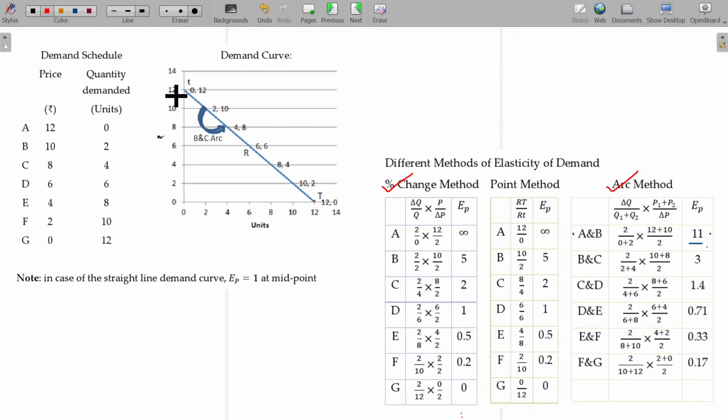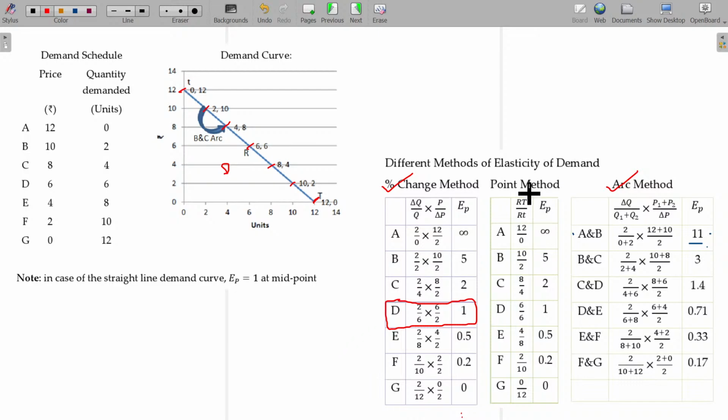In the demand curve, this is point A, this is point B, this is point C, this is point D, this is point E, this is point F, this is point G. Now, this is point D, right? What is the elasticity of demand at point D under the percentage change method? We have already found out, which is 1. Am I right?